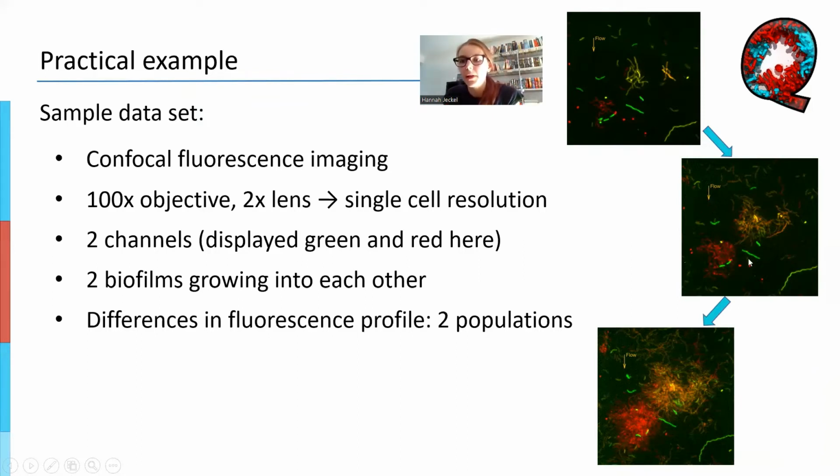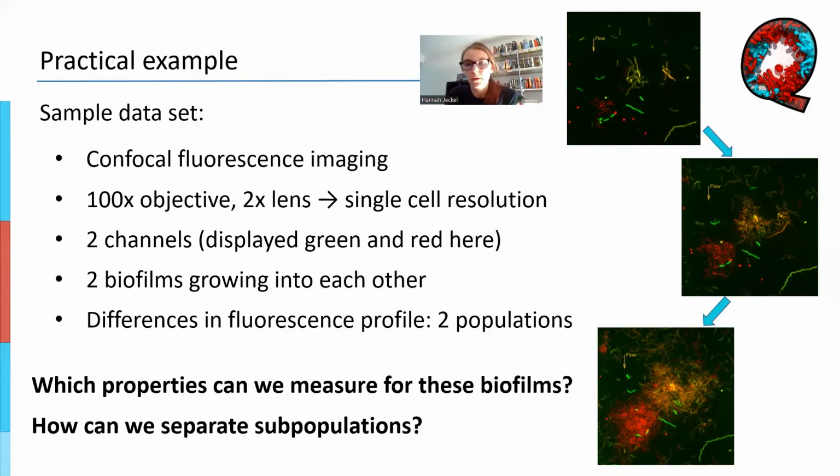And we are going to look at this data set as an example, and I'm going to show you how to analyze it in terms of image alignment, in terms of segmentation, what type of properties you might want to measure. And then, in this particular case, what might be interesting is also to figure out how we can separate these 2 subpopulations to compare them to each other, for example, in terms of growth rate or any other property that you might be interested in.